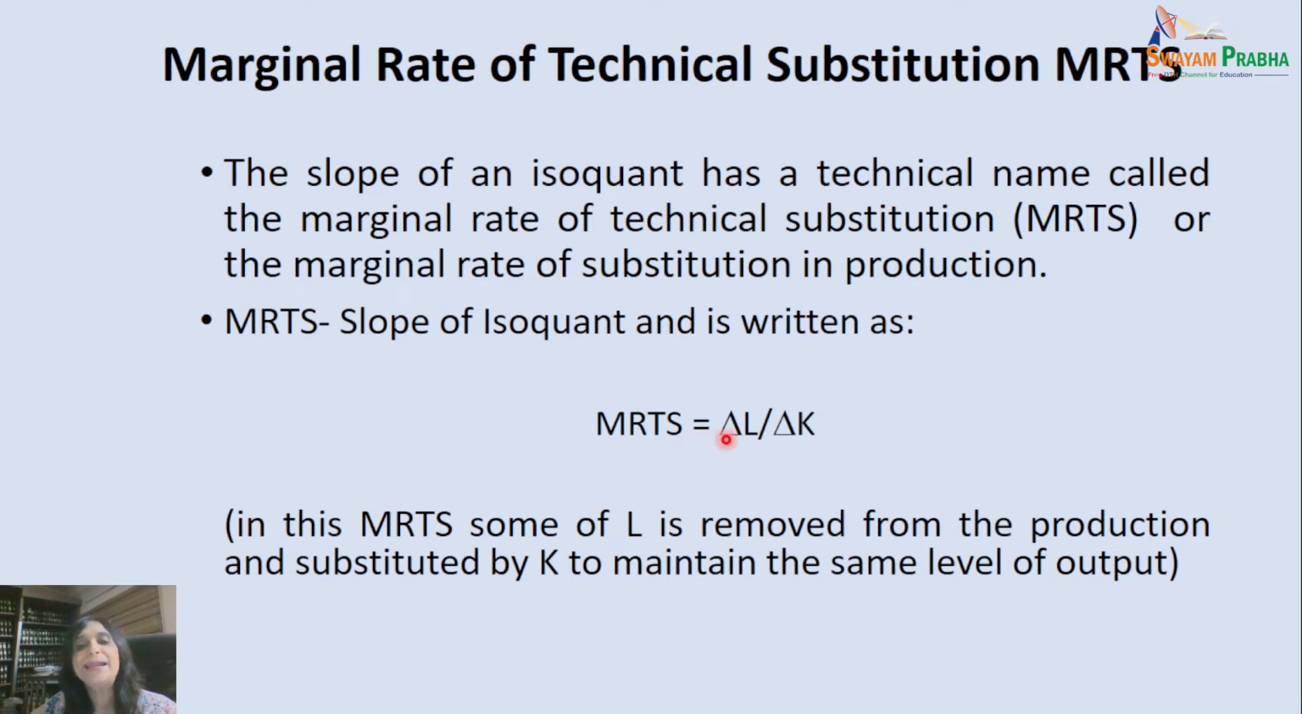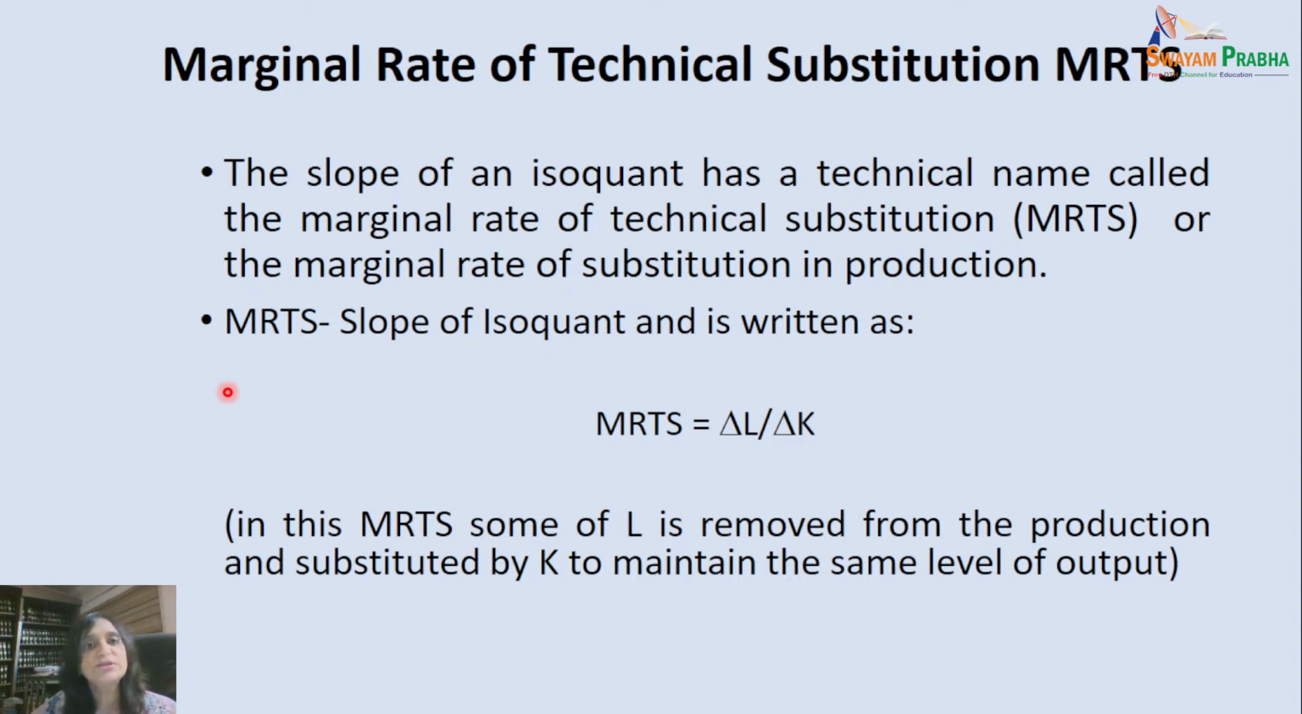MRTS, we are saying, is the slope of the isoquant, and it is written as MRTS equals delta L by delta K. That is, delta L is the change in labor due to the change in capital. If some amount of labor is removed from production, then it has to be substituted by capital to remain at the same level of output. So for a reduction in labor of 1 unit, how many units of capital do I have to increase? That is measured by your MRTS.